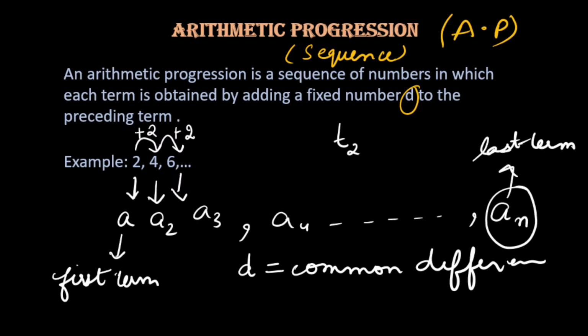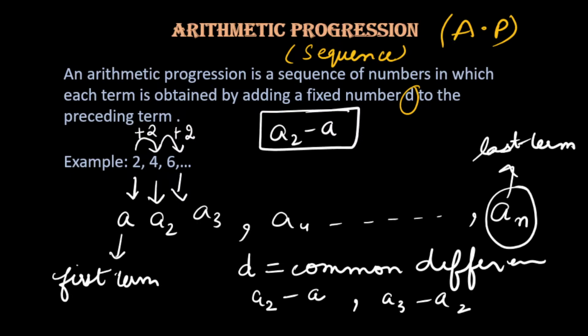So how to find the common difference? Whenever we have to find the common difference, it will always be second term minus first term, or maybe third term minus second term. So in this order we have to find the common difference. We don't have to find it like 2 minus 4, not like that. We just have to subtract the first from the second. So A2 minus A1, and this is how we find the common difference.